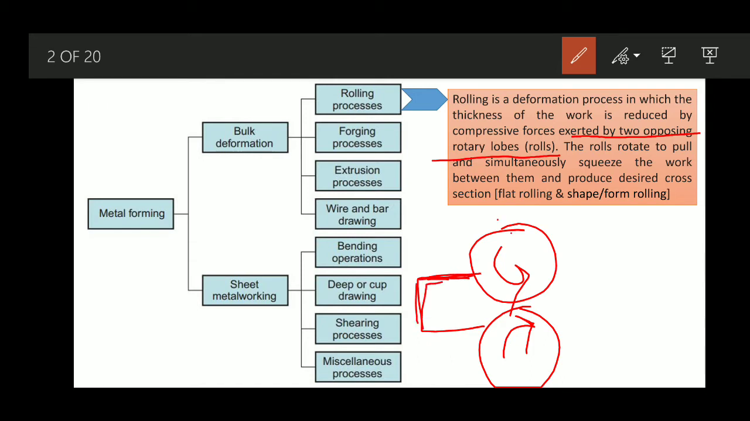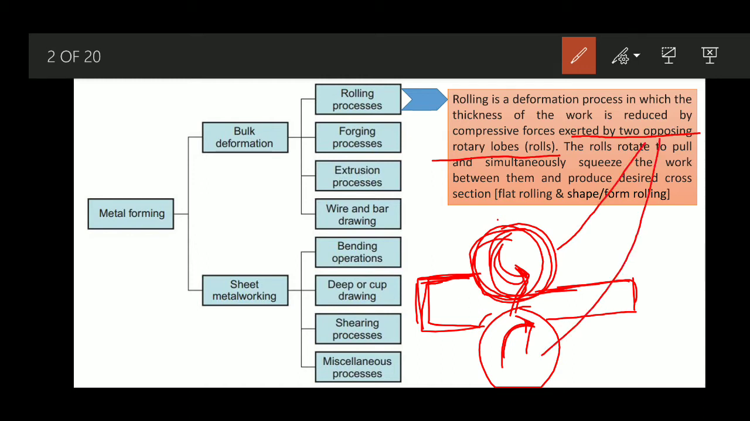This roll is like this, another roll is like this, and later at the outlet we will get the part with a reduced cross section. So we have a particular work part, and we compress it. That is a kind of deformation process. We are going to deform it and compress it, so the thickness is reduced by the compressive force exerted by two opposing rotary rolls. If one is moving in this direction, the other is moving in the opposite direction.